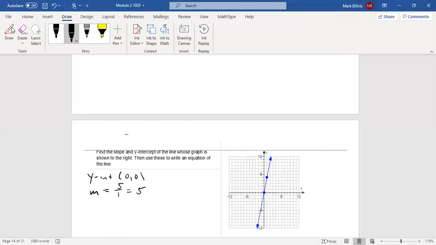So now let's write the equation. So again, we have the slope and we have the y-intercept. So we're going to go into slope-intercept form. So y equals mx plus b. So y would equal 5x plus, in this case, our y-intercept is 0. But for answer purposes, we know that if we add 0 to anything, it's just going to be that number. So we're going to leave it as just y equals 5x.